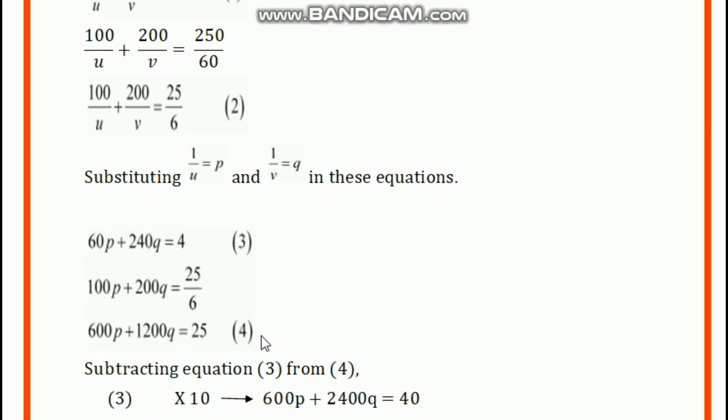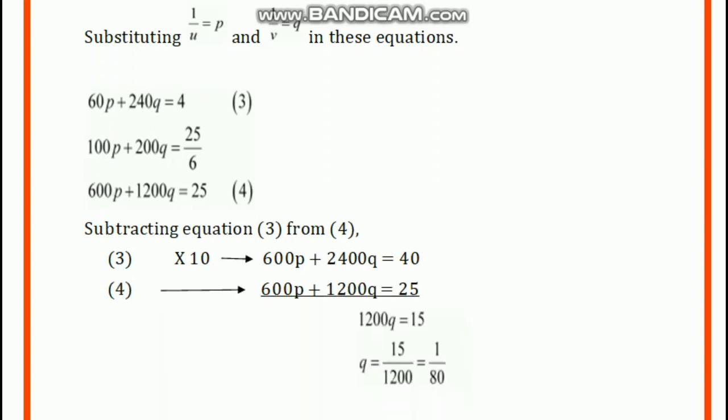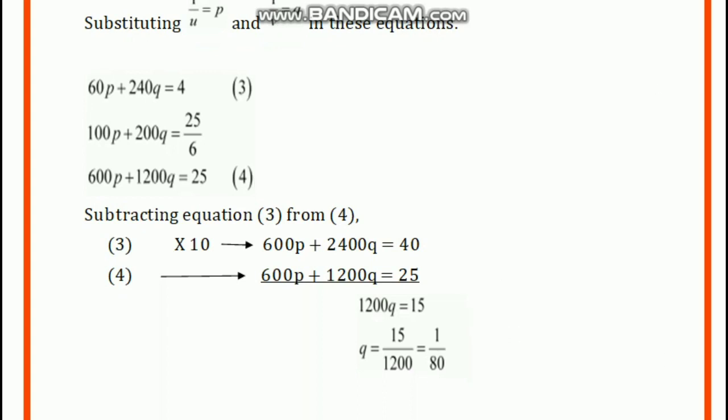How to find out? Here I am going to use the elimination method. Okay, you can eliminate p or you can eliminate q. Here I am going to eliminate p. That means equation 3 multiplied by 10 on both sides. So multiplying by 10, 600p plus 2400q equal to 40. Here also 600p plus 1200q equal to 25. Okay, here we are going to subtract, so we need to change their sign.